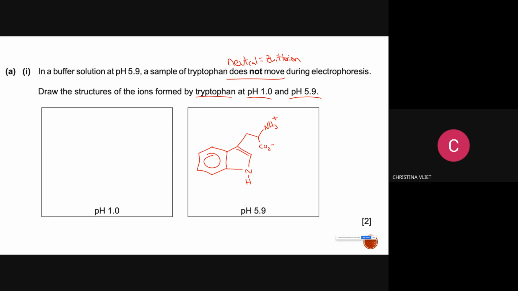Is there a question about this? Or the pH 1? So that's a pH of 5.9. We've got the zwitterion. The overall charge is neutral because the plus and minus charges cancel out in the whole entire molecule.